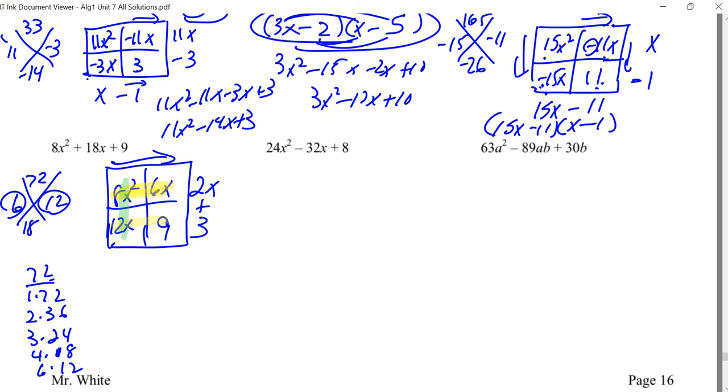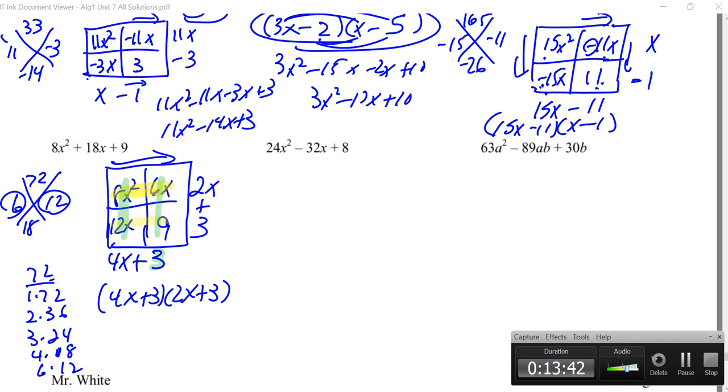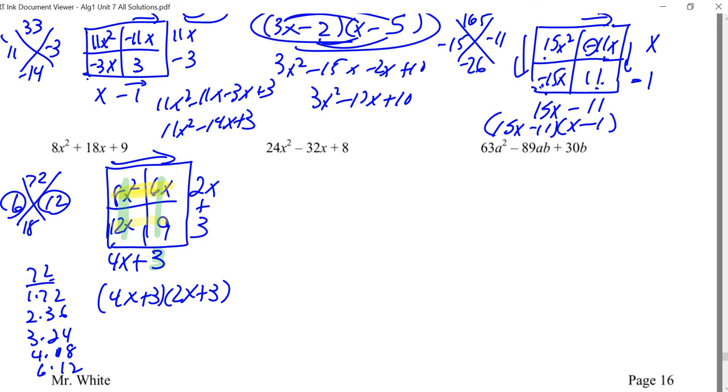What does 8x squared and 12x have in common? Well, they both have a 4x. What does 6x and 9 have in common? They both have a 3. So my factors are 4x plus 3 and 2x plus 3. I need to pause for just a second. Okay, so here we go.